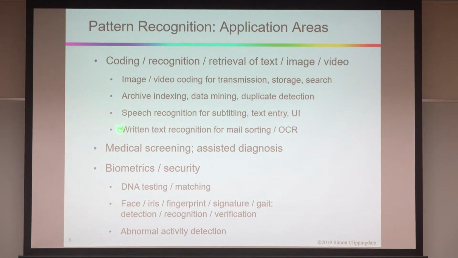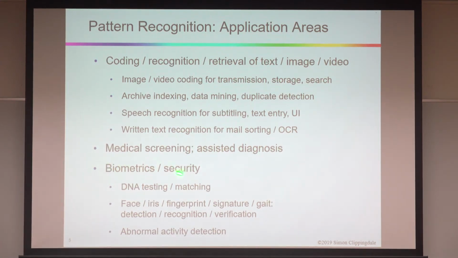Speech recognition is a big field. Subtitling, text entry, user interfaces, and written text recognition for sorting out the mail. Optical character recognition is another big field. Medical screening, a lot of image recognition research now is directed towards detecting, for example, cancer cells in a background of healthy cells, assisted diagnosis.